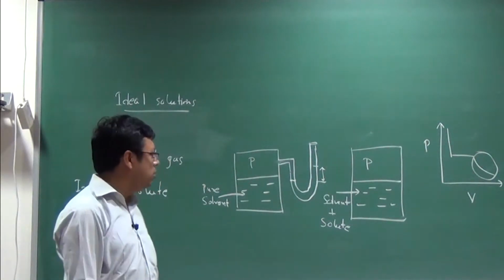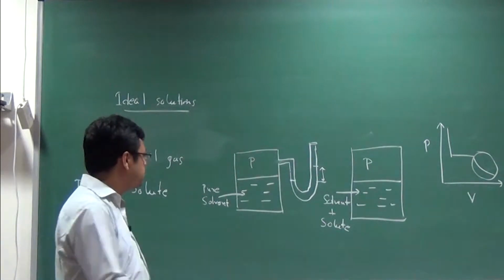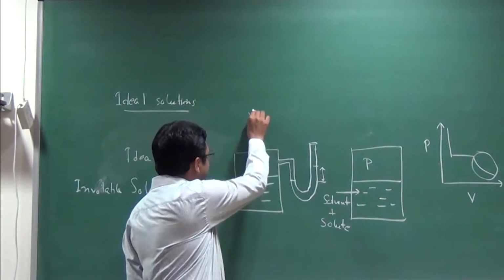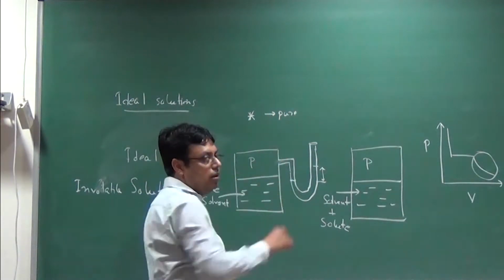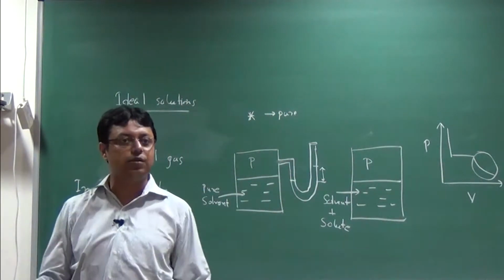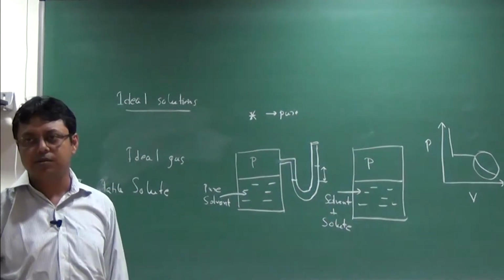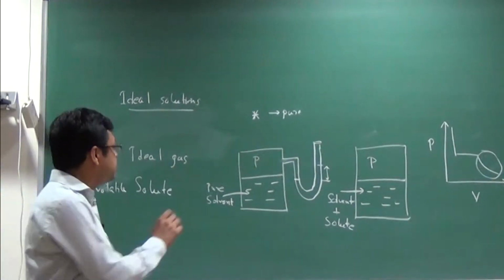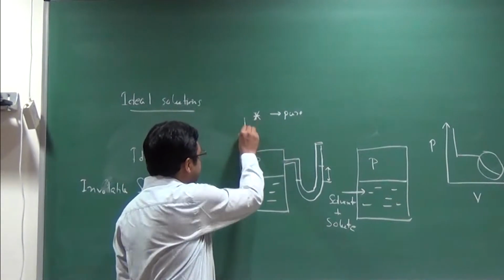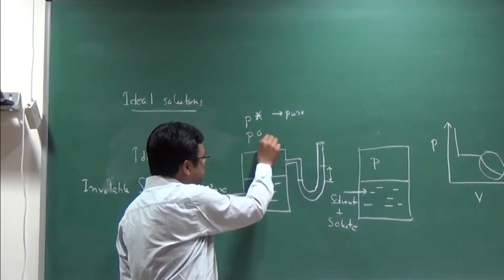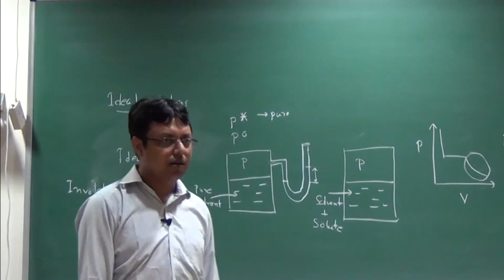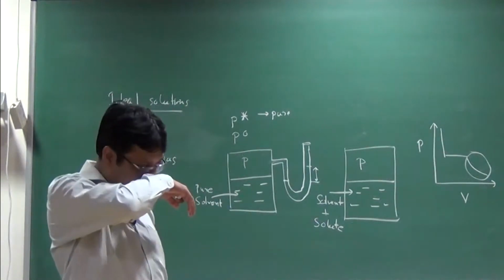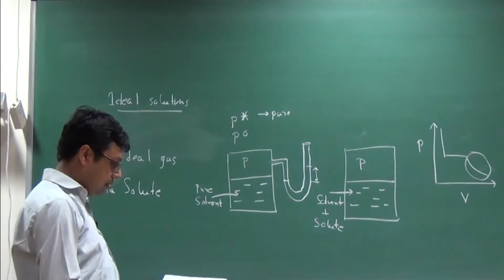Now there are different notations in different textbooks. We'll just use this star notation for the pure solvent. P star will denote the pure solvent's vapor pressure. Some textbooks use the zero notation, P0, but P0 I think we are already using for standard state pressure, so just make this distinction. Okay, now let us move on.